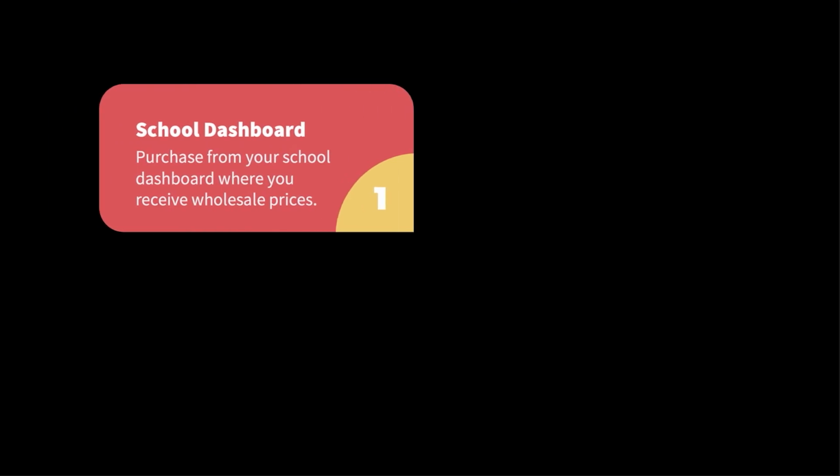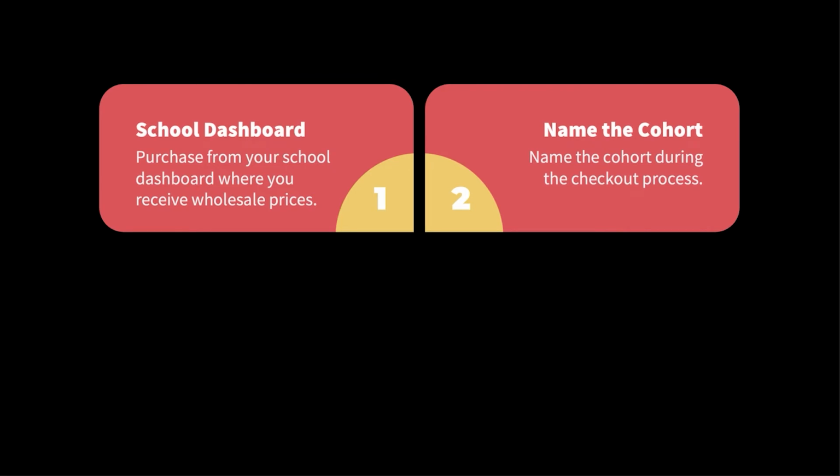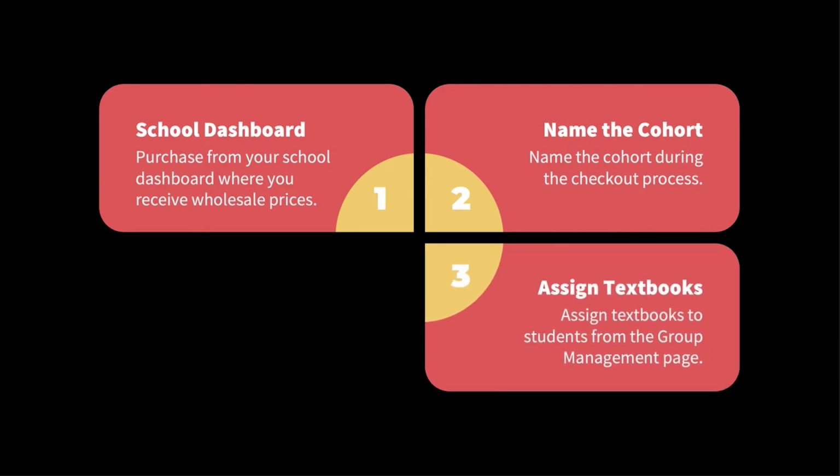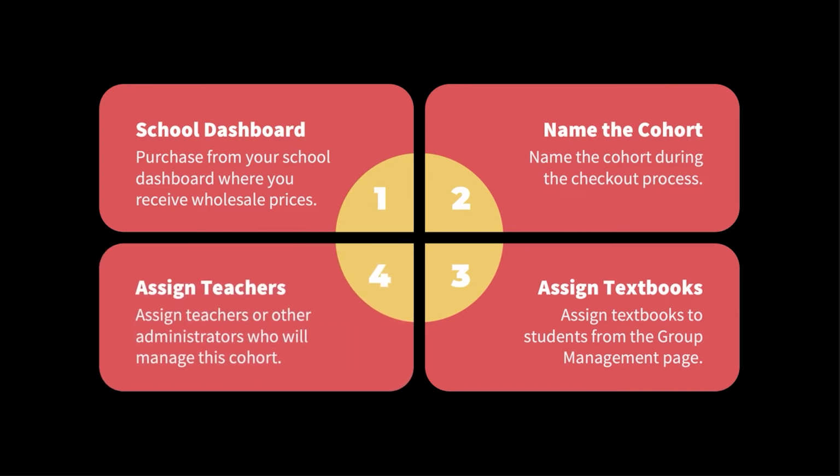You'll purchase textbooks for your cohort from the school dashboard because this is the only place where you can buy books at wholesale prices. During the checkout process, you'll name the cohort for future reference. Once the textbooks have been purchased, you can assign them to students and assign administrators or teachers group leader status for this particular student book cohort.